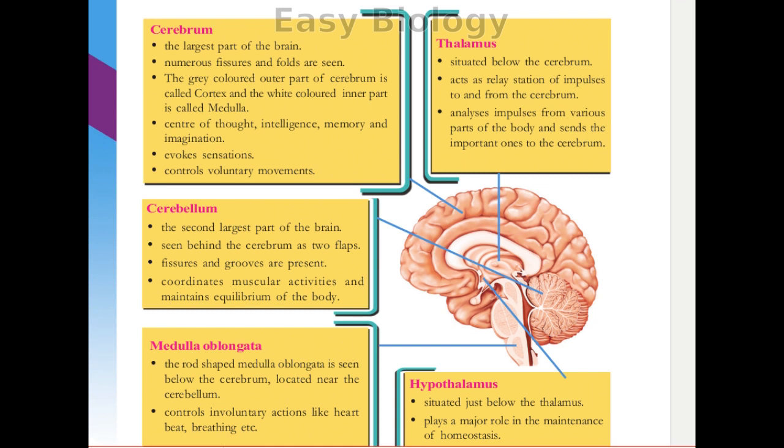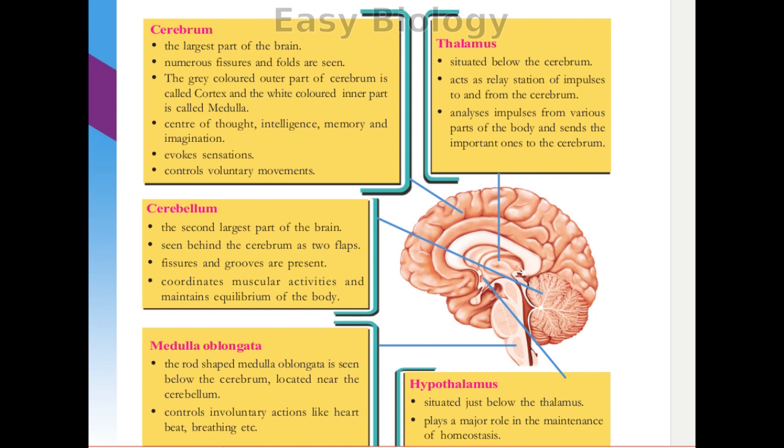What is the peculiarity of cerebellum? Fissures and grooves are present in cerebellum. What is the peculiarity of medulla oblongata? It is rod shaped. Now we can study what are the functions of the different parts of the brain. Cerebrum is the center of thought, intelligence, memory, and imagination. It evokes sensations like sound, taste, touch, smell, vision, etc. It controls the voluntary movements.